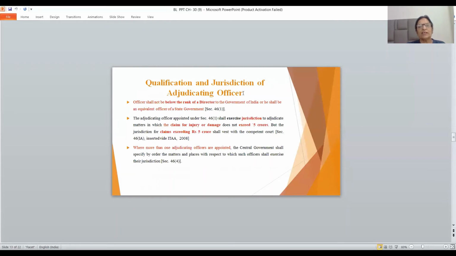Now, what will be the qualifications and jurisdiction of adjudicating officer? Such officer shall not be below the rank of a director in the Government of India, or he shall be an equivalent officer of the state government. The AO appointed under Section 46(1) shall exercise jurisdiction to adjudicate matters in which the claim for injury or damage does not exceed 5 crore rupees. Already I have told you, friends, and if it is more than 5 crore, then the authority shall vest with the competent court. And this point was inserted by ITAA 2008. Now, where more than one AO is appointed, the central government shall specify the order, the matters and places with respect to which such officers shall exercise their jurisdiction.